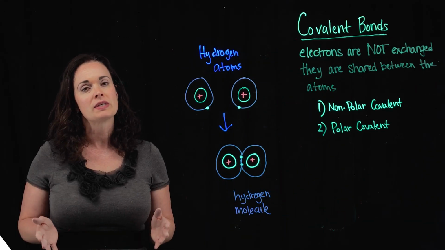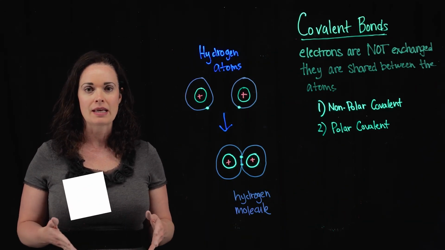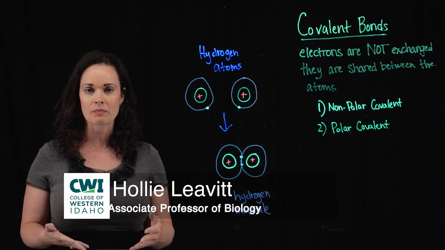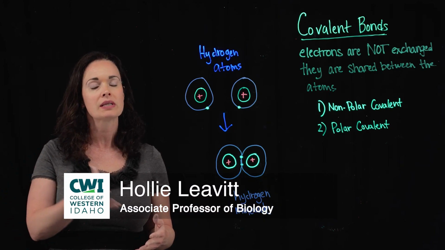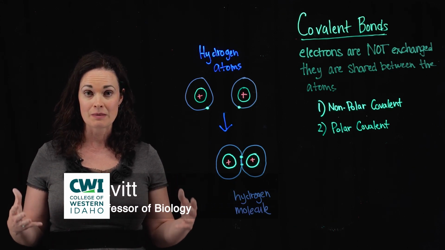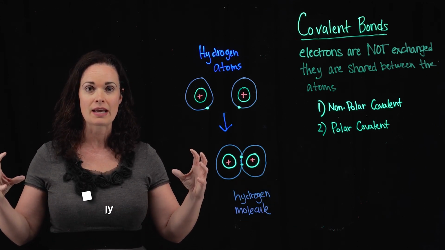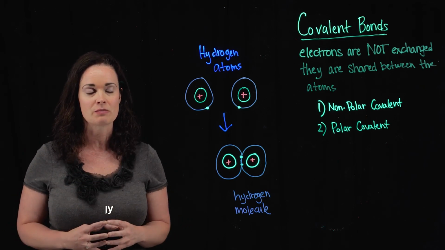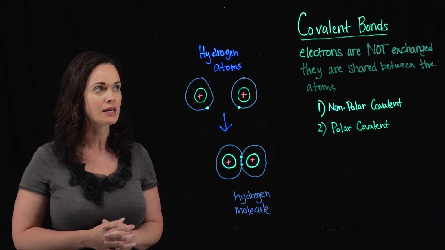So in the last video, we talked about ionic bonds, and I mentioned that in an ionic bond, you have one atom that completely gives up its electron or electrons to another atom. They become oppositely charged, right? And there's a magnetic interaction between them that bonds them together because of it.